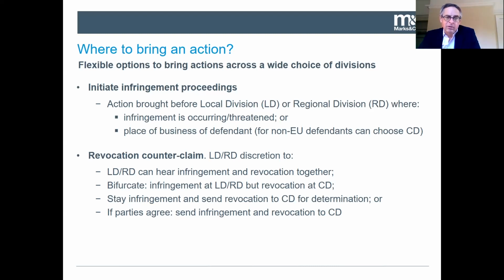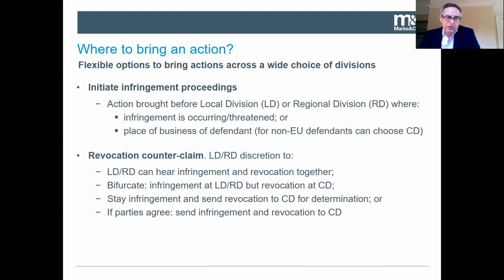It can hear the infringement and revocation parts of the proceedings together, and that's likely to happen in the majority of cases, just judging from comments that have been received from likely judges in this court in the past. The local division could choose to bifurcate, and that means it would continue to hear the infringement case, but the revocation counterclaim would be sent for determination to the central division.